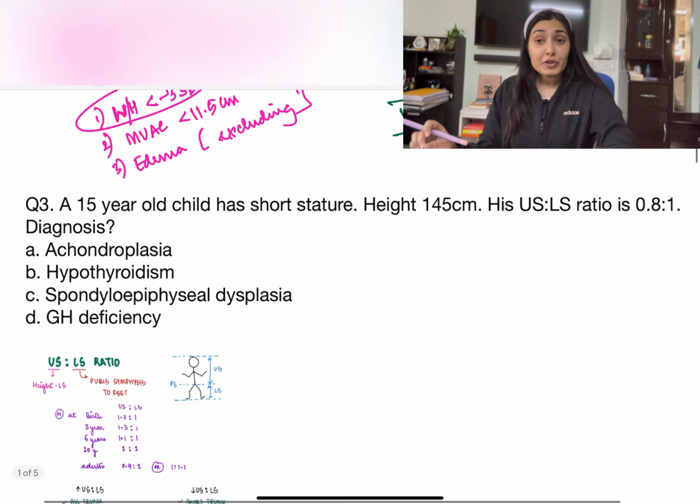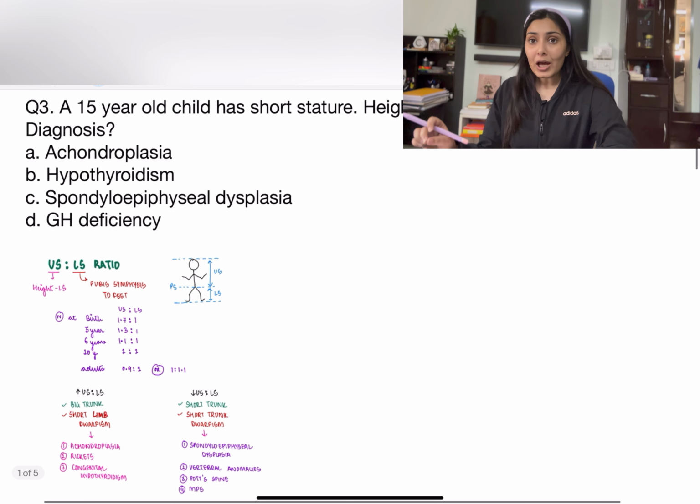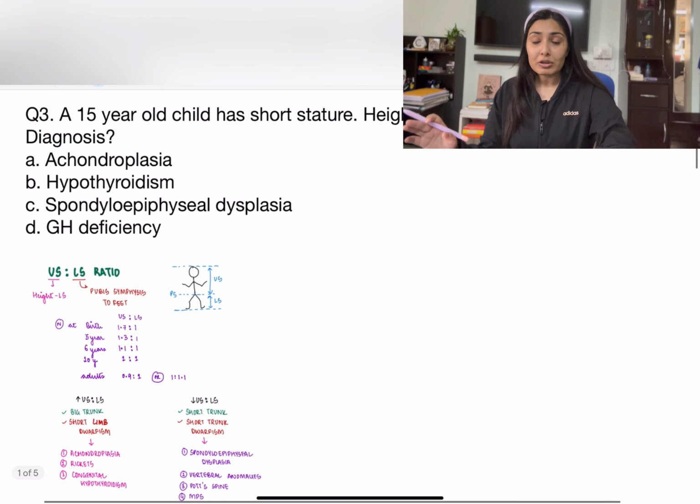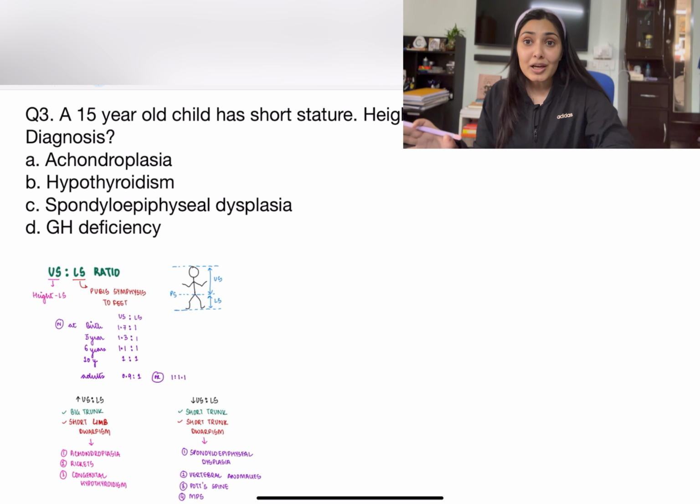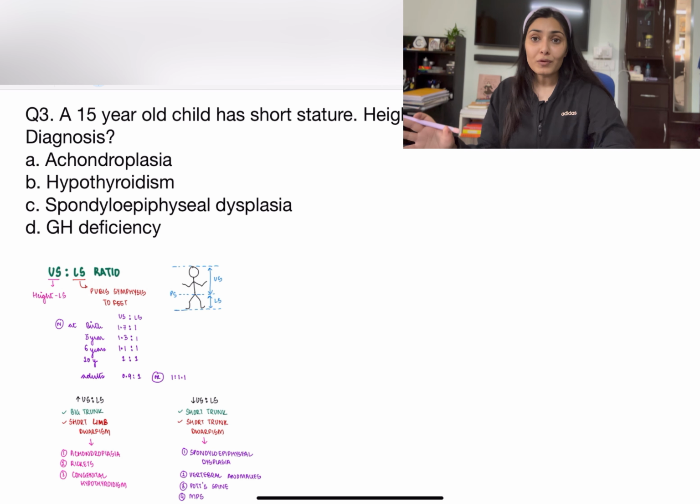There was a 15-year-old child with short stature. The height is given as 145 centimeter. His upper segment lower segment ratio is 0.8:1. What would be the diagnosis here? I have a detailed video on approach to short stature. If you want to watch that entire video, you can explore my channel. We have an explanation on short stature as well.